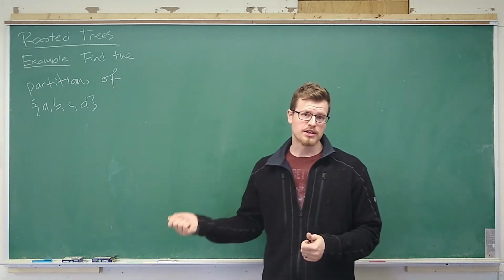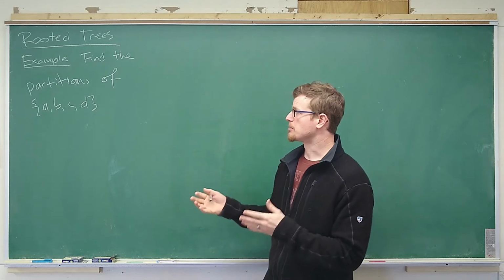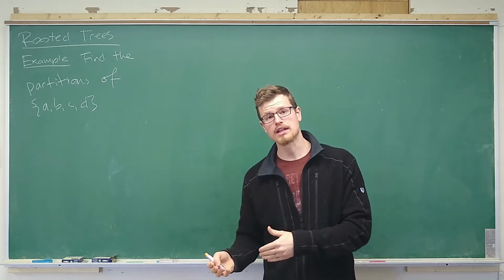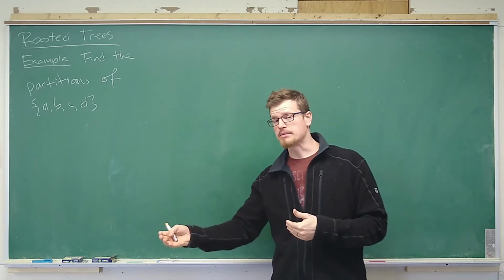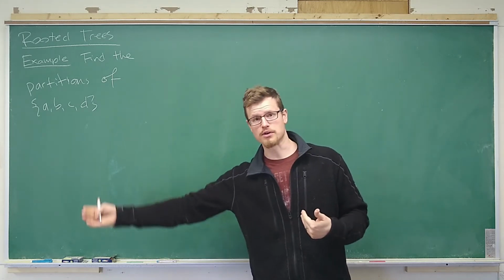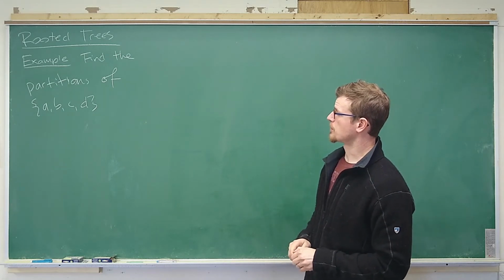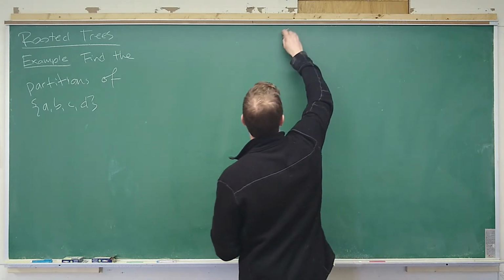We'll find our partitions by constructing them, by first finding the partitions of one element, then adding another element to that, find all of those partitions, and then add a third element, finding all of those partitions. So we're going to start off with just A.